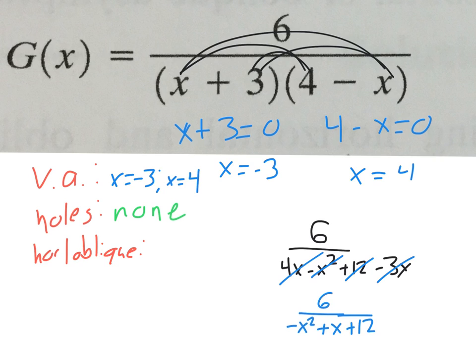So now, when it's in this form, what's the degree of the numerator? 0. What's the degree of the denominator? 2. So when the degree of the denominator is greater than the degree of the numerator, it's always going to be a horizontal asymptote that happens at y equals 0.